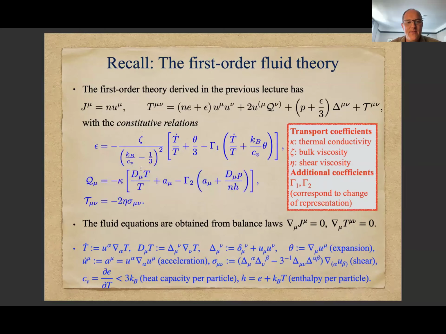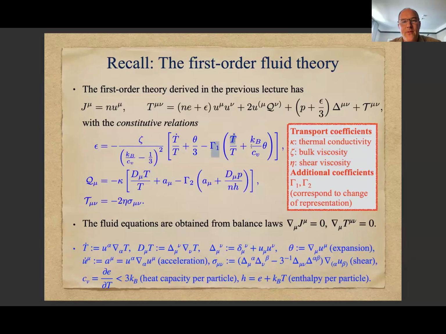Okay, so d mu T would be the gradient of T in the direction orthogonal to U. A is acceleration. And this is the expression for the perturbation of the energy density. Okay, so these coefficients kappa, zeta, and eta are related to the thermal conductivity, bulk viscosity, and shear viscosity. You can compute them from kinetic theory, as I showed in the last lecture, but now you can think of them as given to you, and they should be positive.